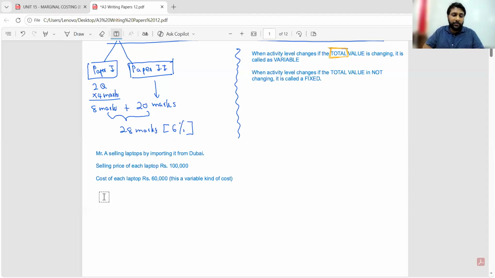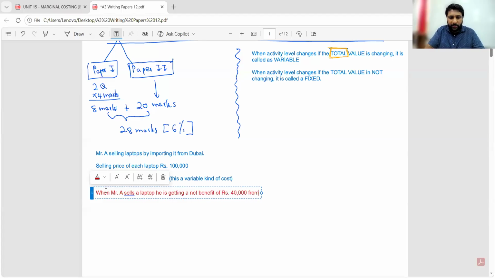Now take a different color. When Mr. A sells a laptop, he is getting a net benefit of rupees 40,000 from each laptop.